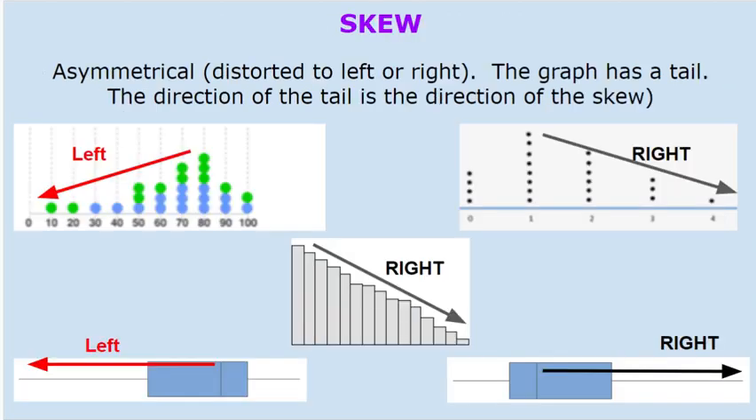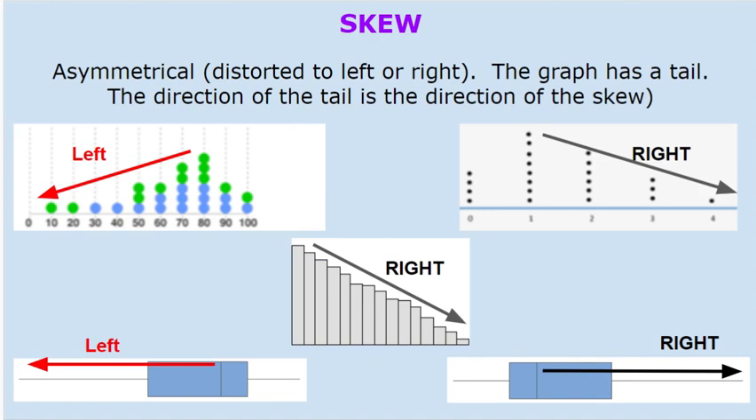In these examples, you can see dot plots, box plots, and histograms. We have asymmetry. In other words, if I were to draw a vertical line through the center of each of these graphs, the left sides and right sides would not look the same. You can see that the information or data falls off to the left or to the right. The direction of that fall is the direction of the skew.